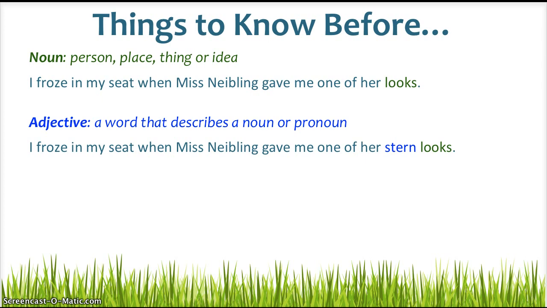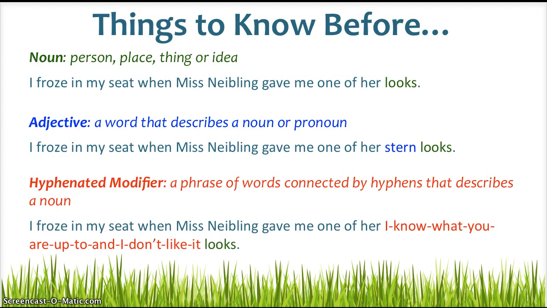So now look and see how I described the kind of look that I gave my student. I froze in my seat when Miss Niebling gave me one of her stern looks. So now we know what kind of look I gave. I gave a stern look. However, there's sometimes in your writing where using an adjective like that just doesn't seem to do the trick. It's not as descriptive, it's not as fun, it's not as unique. When you're trying to come up with a way to describe a look, you want to be original. That's where hyphenated modifier comes in. Remember that a hyphenated modifier is a phrase of words connected by hyphens that describes a noun.